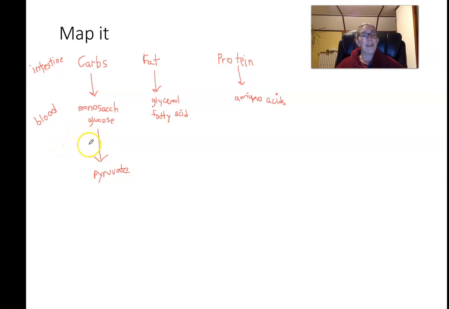All right, so this process here, this arrow, we could label it as glycolysis. This process of converting glucose to pyruvate is glycolysis. All right, under aerobic conditions, in the presence of oxygen, you could write aerobic. I'm just going to write O2. When oxygen's around, then pyruvate is converted into acetyl-CoA.